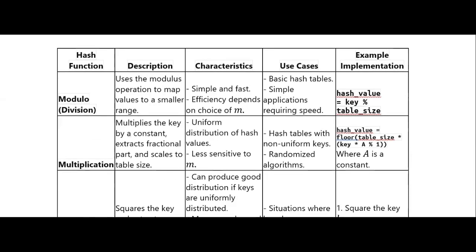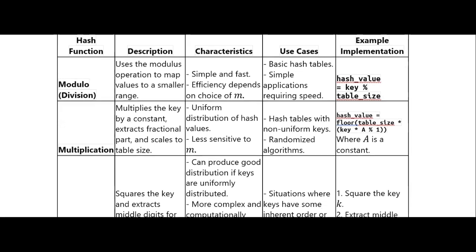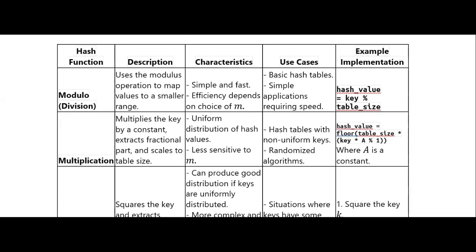So these are the various types of hash functions available. You can choose any one of them based on your requirement. The first one is the division method, second one is mid square, the third one is folding, and the fourth one is the multiplication method. We'll try to discuss the differences between all these four in detail right now. So the first one is the modulo division method, which uses the modulus operation to map values to a smaller range.